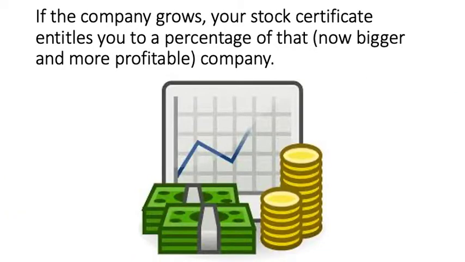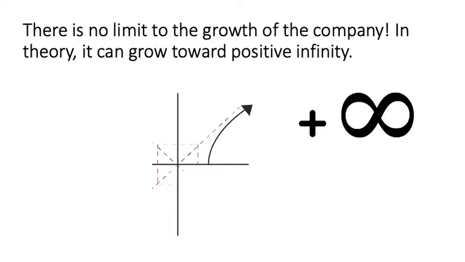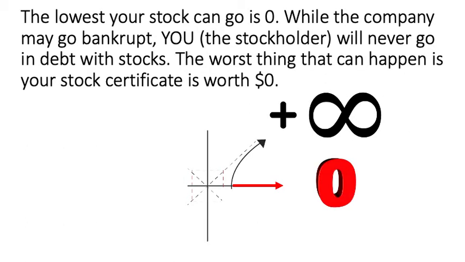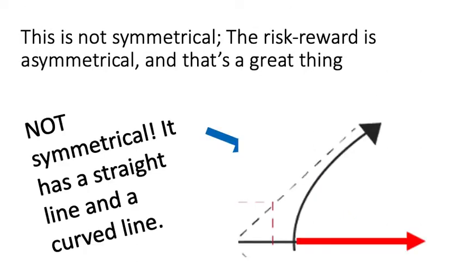If the company grows, your stock certificate entitles you to a percentage of that now bigger and more profitable company. There's no limit to the growth of the company. In theory, it can grow towards positive infinity. The lowest your stock can go is 0. While the company may go bankrupt, you, the stockholder, will never go in debt with stocks. The worst thing that can happen is your stock certificate is worth zero. This is not symmetrical. The risk-reward is asymmetrical, and that's a great thing.